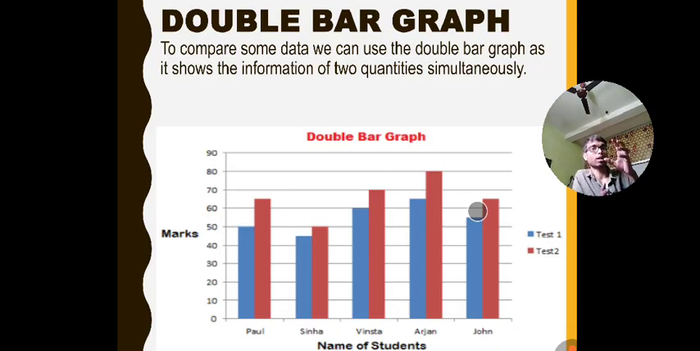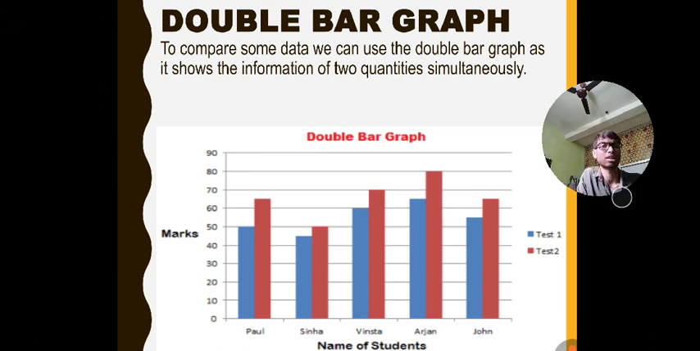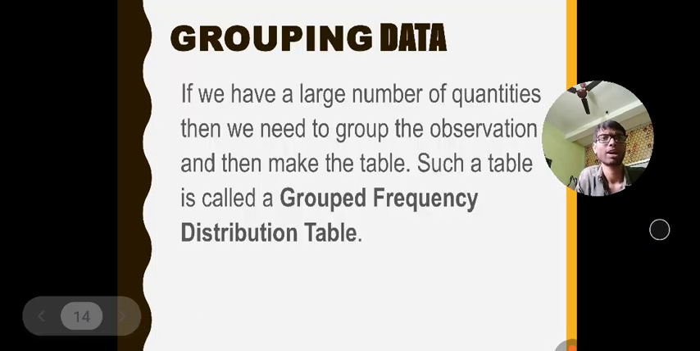So here we are comparing. The first student in the first test got this much, and in the second test got this much. So that's how, if you are comparing two things, you can represent that data in this form, the double bar graph. Next we have grouping data.